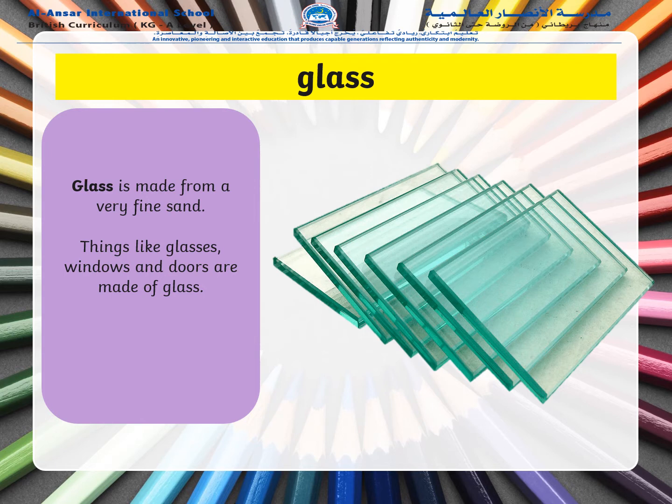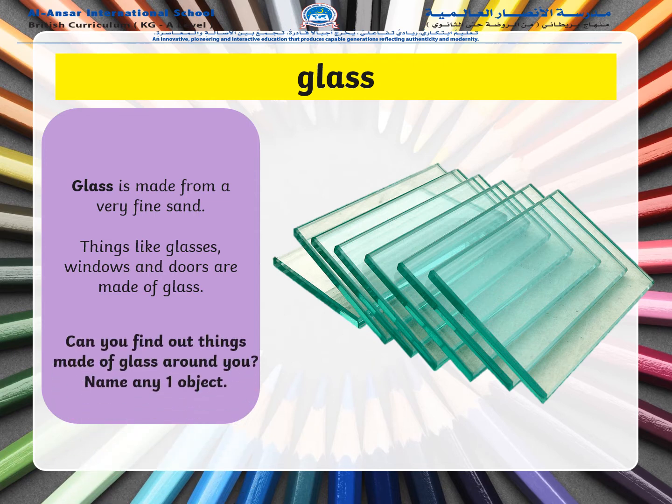Then here I have for you another material, glass. Glass is made from very fine sand, by burning it in a hot oven at 2000 degrees. When the sand starts melting, it's molded into glass. Things like glass windows and doors are made of glass. Can you find things made of glass around you? Name any one object.